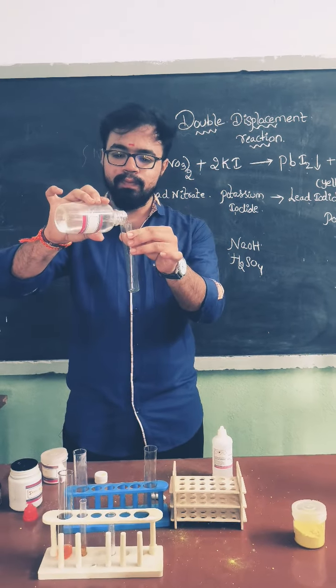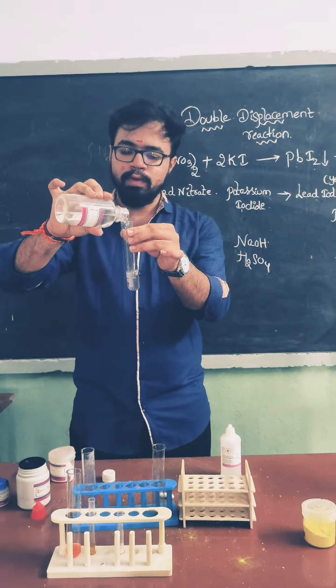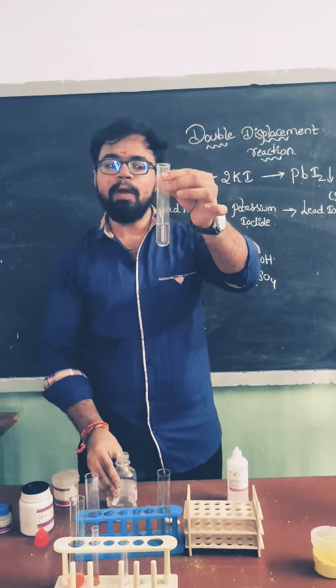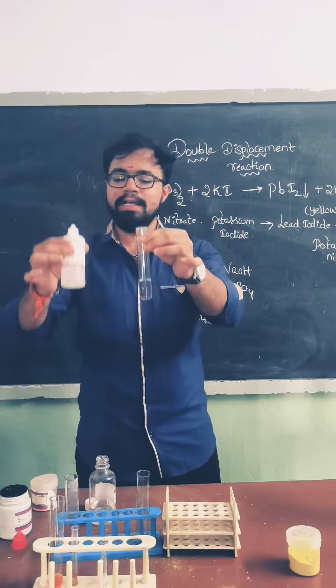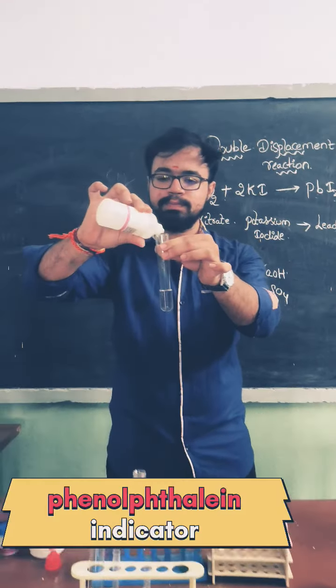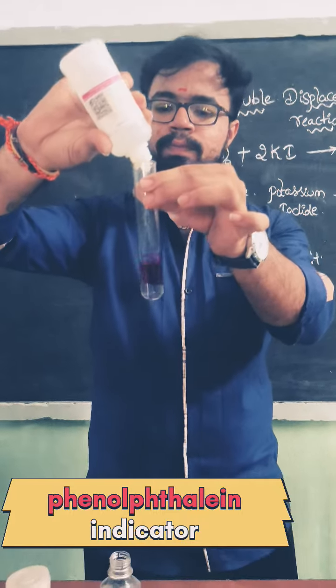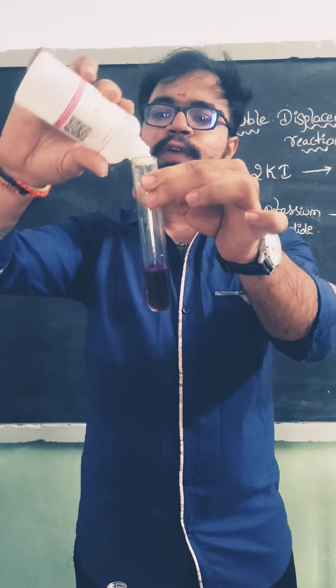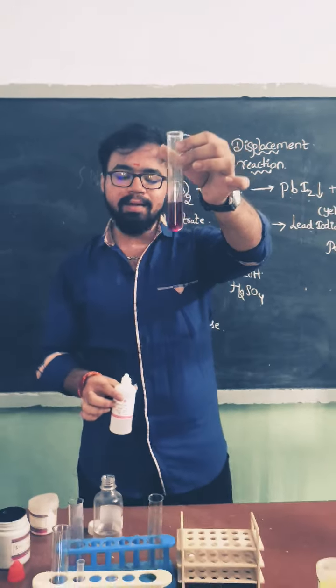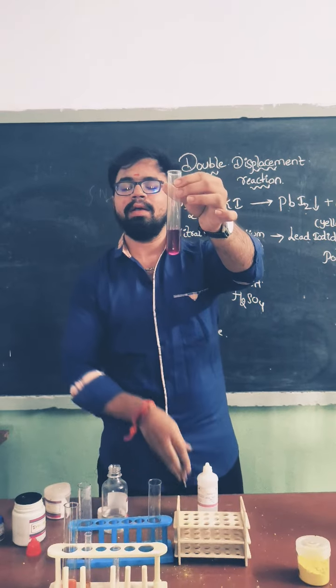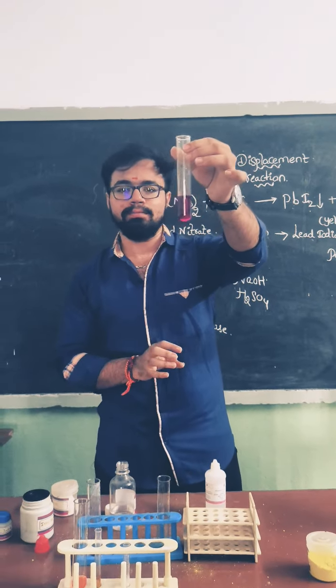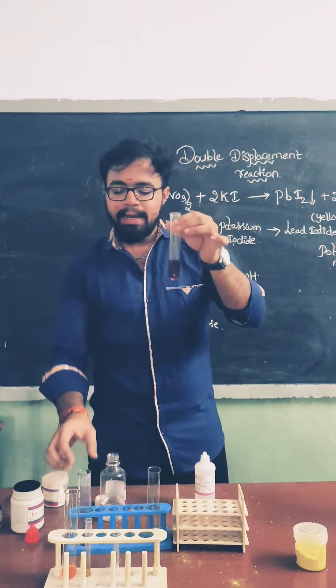Now let me add a little quantity of sodium hydroxide into this borosilicate test tube. And yes, let me add phenolphthalein indicator. So an indicator is used to test whether a substance is acid or base. Now once I add that indicator into the test tube, you can see a color change. It changes into purple.